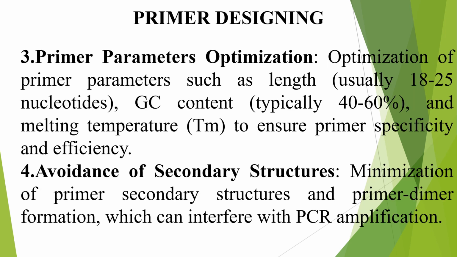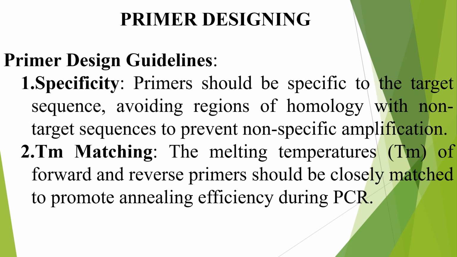3. Primer parameters optimization. Optimization of primer parameters such as length, usually 18 to 25 nucleotides, GC content, typically 40 to 60%, and melting temperature to ensure primer specificity and efficiency. 4. Avoidance of secondary structures. Here, minimization of primer secondary structures and primer dimer formation, which can interfere with PCR amplification.